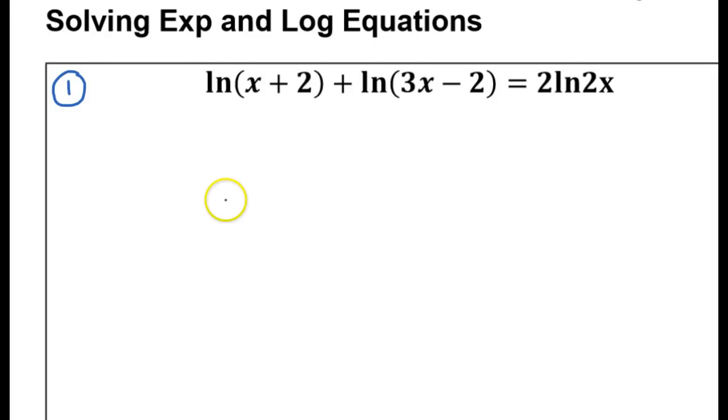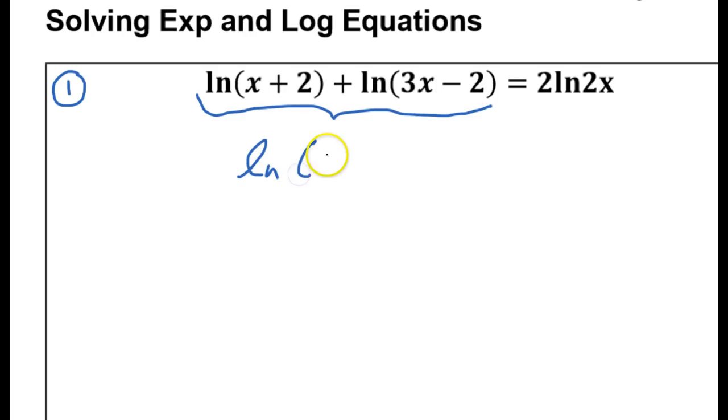In this video, I will show you how to solve exponential and logarithmic equations. Well, the first thing you want to do on a problem like number 1 here is to use the product rule, which says that if you take the sum of two logs, you can condense them into a single log if you make it a multiplication problem.